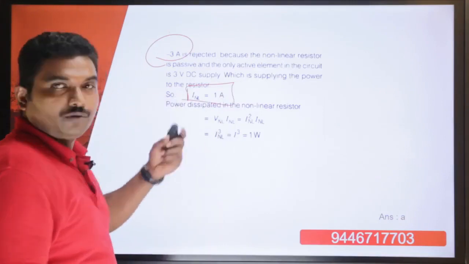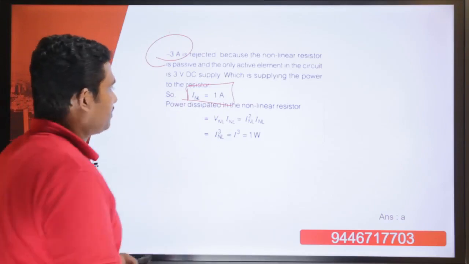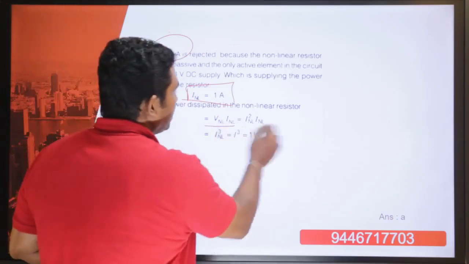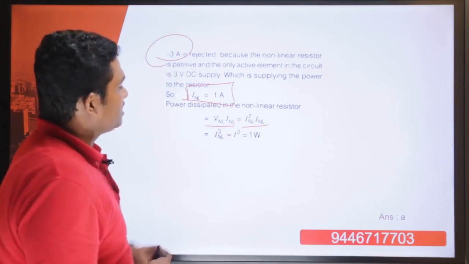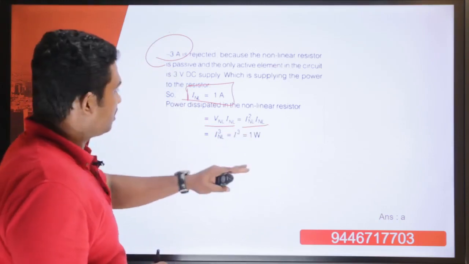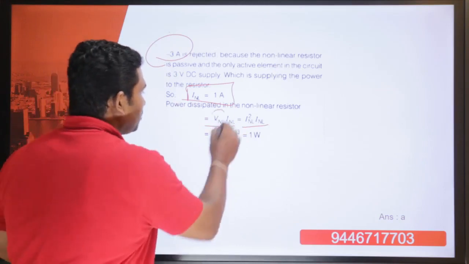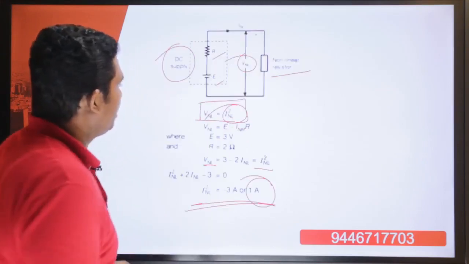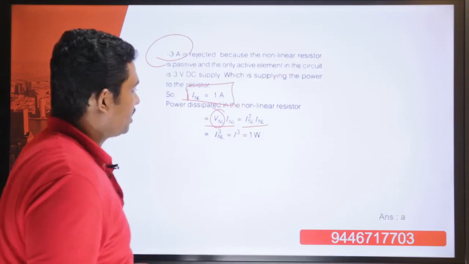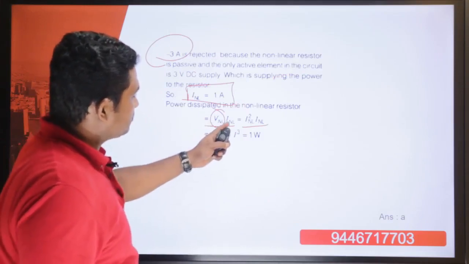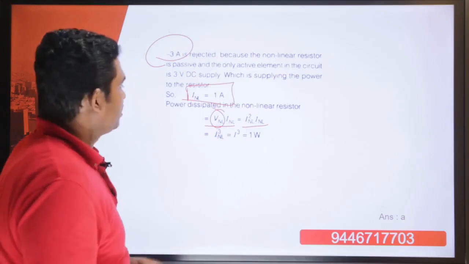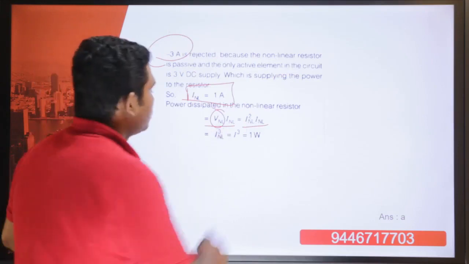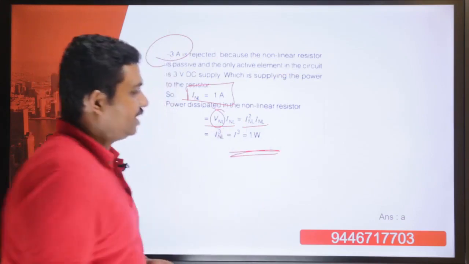Now when you are going into finding the power dissipation, what is power dissipation? It is VI or it is I square R, but we cannot take it as I square R. We are going to substitute for V_NL. What is V_NL? V_NL is equal to I_NL square. So V_NL can be substituted as I_NL square into I_NL, which is actually I_NL cube. So it is 1 cube, or 1 watt.